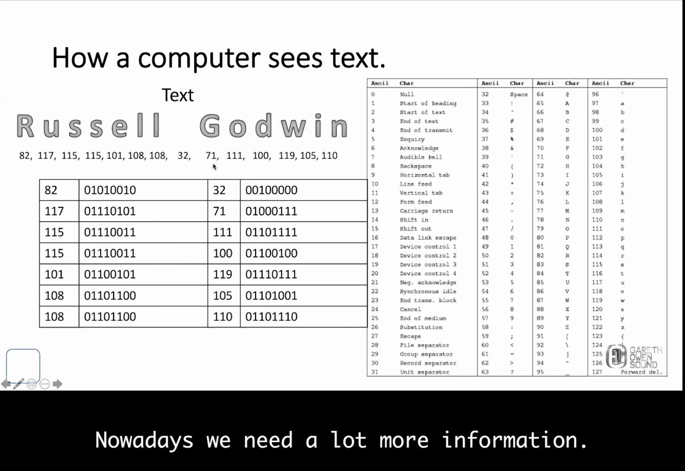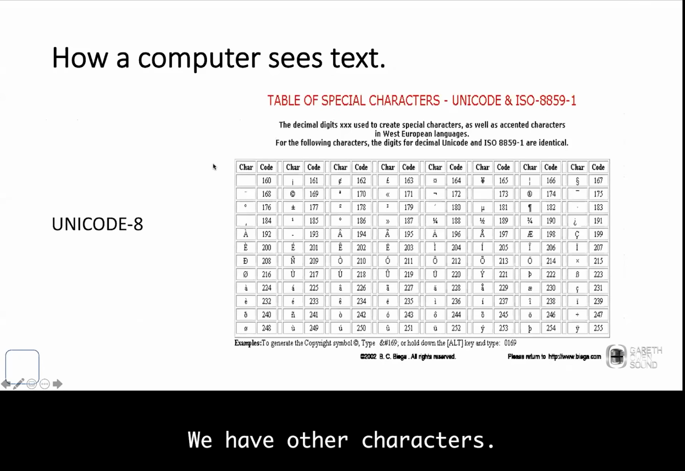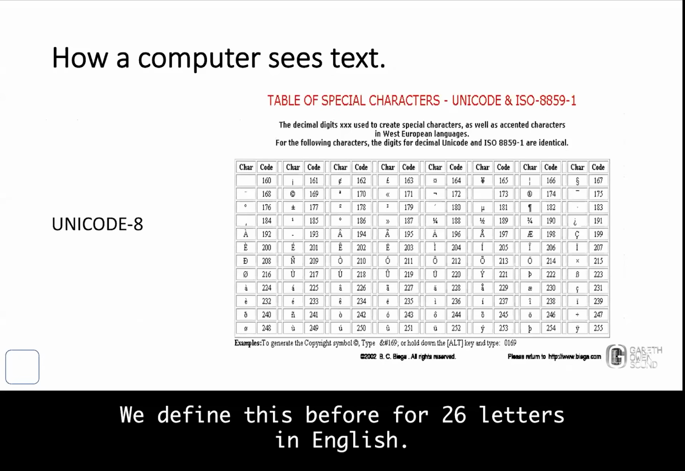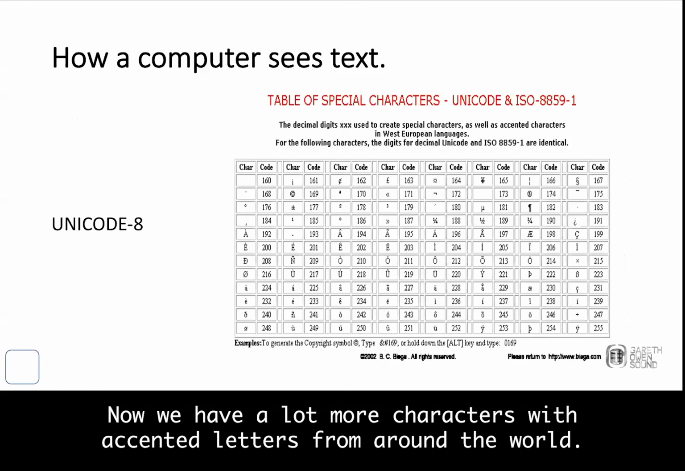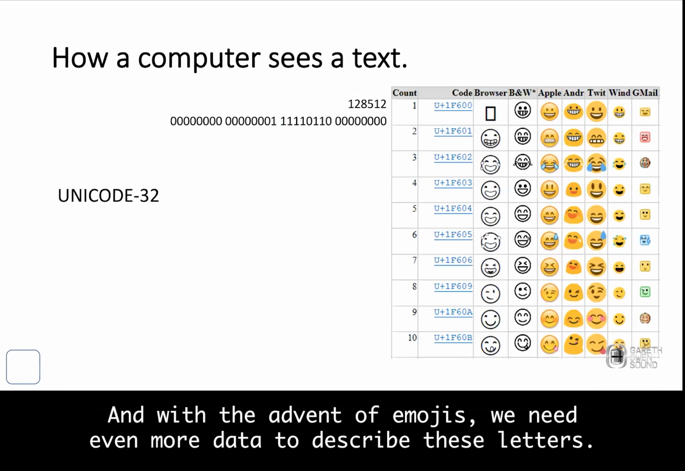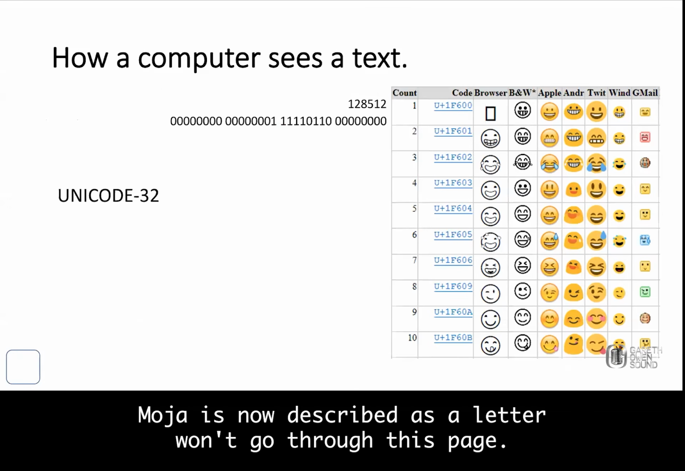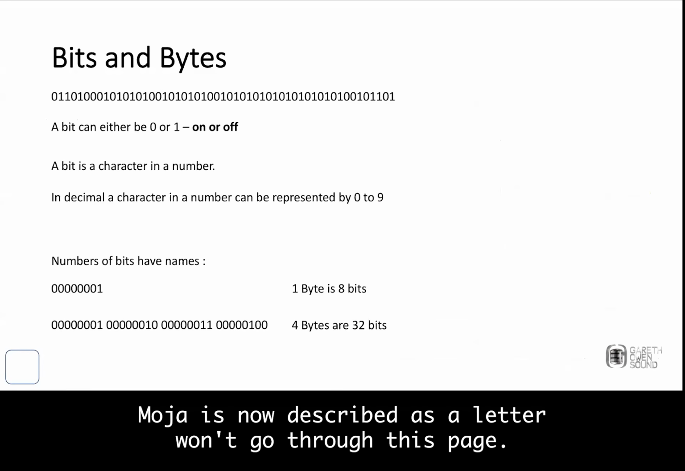Nowadays, we need a lot more information. We defined this before for 26 letters in English. Now we have a lot more characters, with accented letters from around the world. And with the advent of emojis, we need even more data to describe each letter, as every emoji is now described as a letter. Won't go through this page.